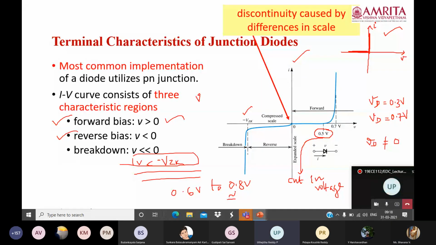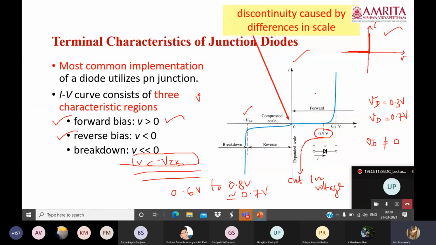Ma'am, can you repeat this point, ma'am? For a fully conducting diode, the voltage drop lies in a narrow range, that is 0.6 volt to 0.8 volt, but approximately we will take 0.7 volt across it. So, for a fully conducting diode, the drop will be equal to 0.7 volt.